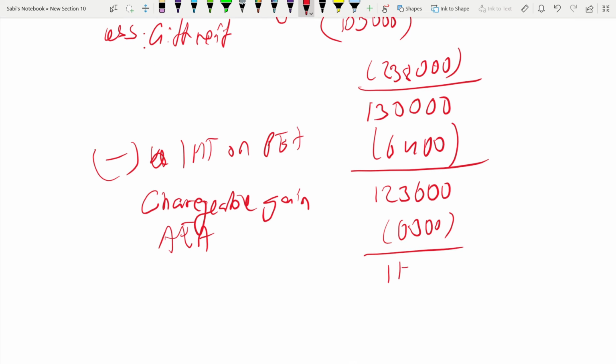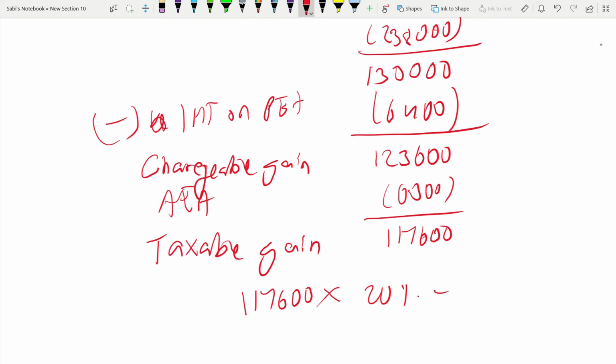And from the taxable gain, you are a high rate taxpayer. They have already given, and this is not a residential property. So CGT is 20%. 23,520. This is your CGT, capital gains tax. This is what they have asked. It will be payable by Joe, the son.